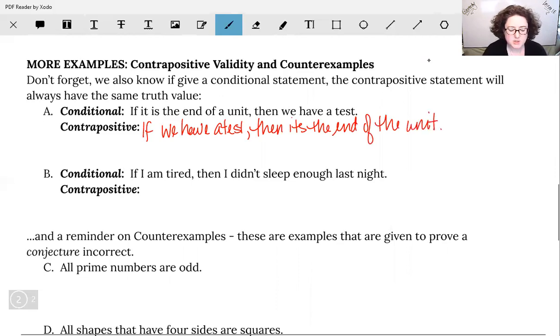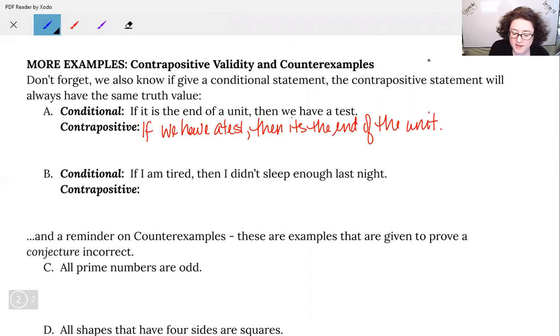Okay, so the original conditional statement: if it's the end of the unit, we have a test. This is pretty much true. That's when we usually give tests in all subjects. So that means I'm starting with a true statement. If that one's true and I wrote my contrapositive correctly, then my contrapositive is also going to be a true statement.